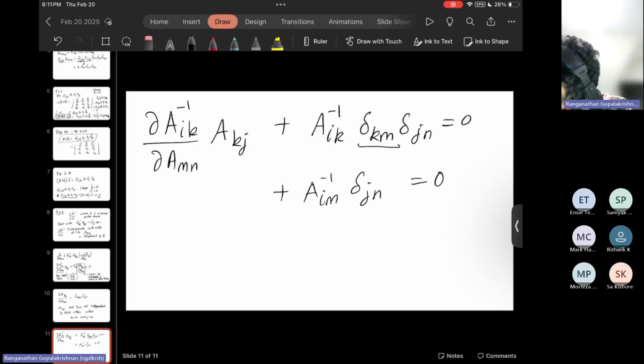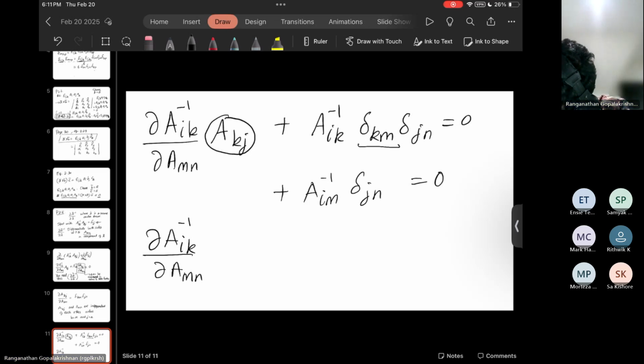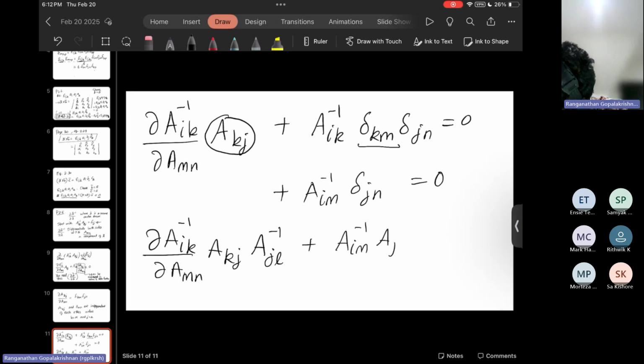So now we need to eliminate this quantity. To eliminate that quantity, we are going to multiply by A_JL inverse: the derivative term times A_KJ A_JL inverse, plus A_IM inverse A_JL inverse delta JN, equal to 0. What is this quantity?